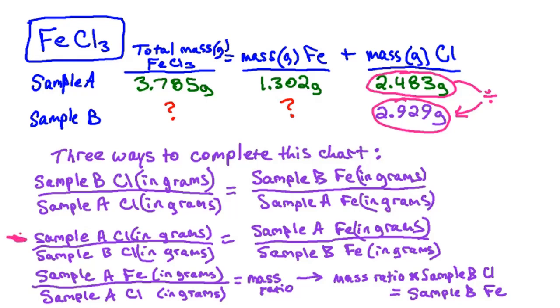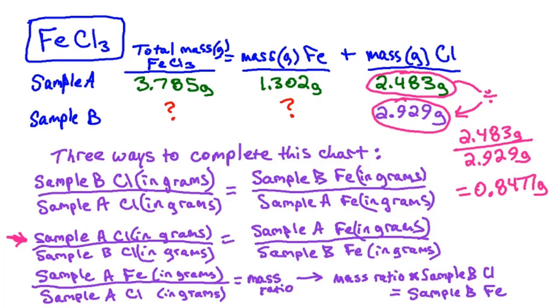We can do way number 2 to solve this chart, and we can take sample A's mass of chlorine, 2.483 grams, and divide that by sample B's mass of chlorine, 2.929 grams, and that gives us 0.8477 grams.